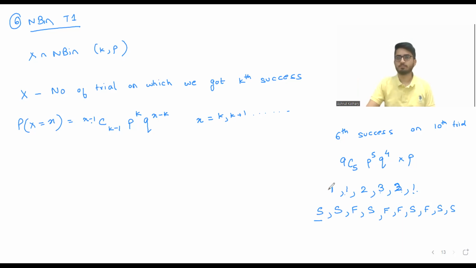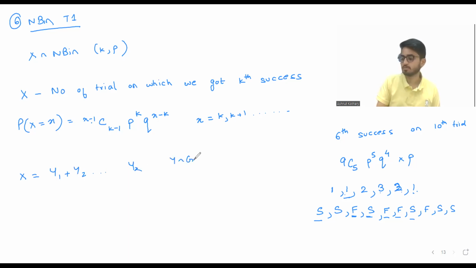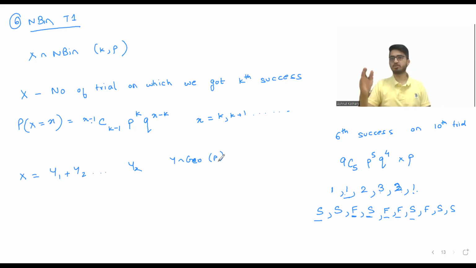First success, one. Additional trials for second success, again one. Additional trials for third success, 2. Additional trials for fourth success, 1, 2, 3. So I can express x as y1 plus y2, and so on, up to yk, where y follows geometric type 1 p. Just like we were able to express binomial as the addition of independent and identical Bernoulli trials, similarly, I can express negative binomial as the addition of independent and identical geometric random variables.